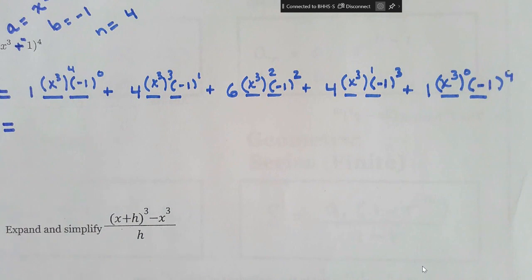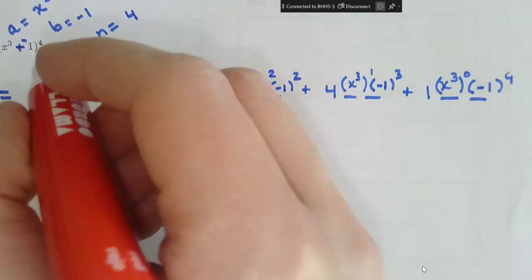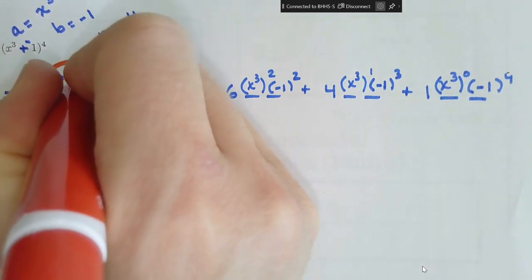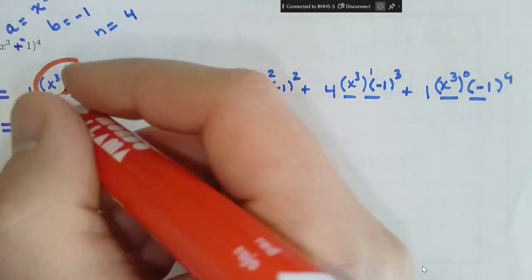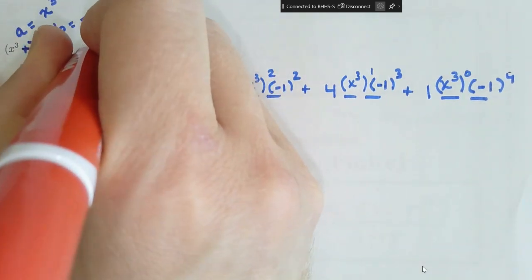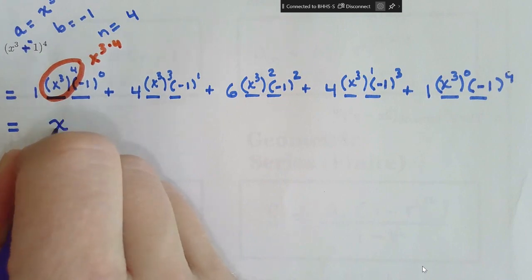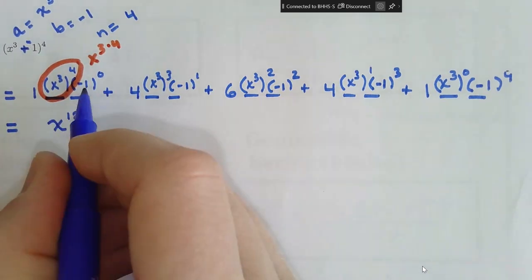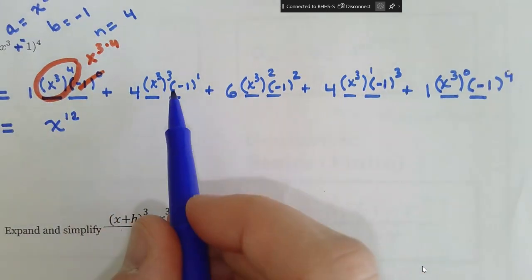All right, let's start cleaning this bad boy up. I'm starting with the first one right here. I've got x to the third to the fourth power. What do you do with the exponents when there's a power outside, power inside? Yeah, so this is like saying x to the third times 4, so that's going to be x raised to the 12th, okay? Now I've got a negative 1 to the 0. We know that's always equal to 1. Keep going. Next one right here.